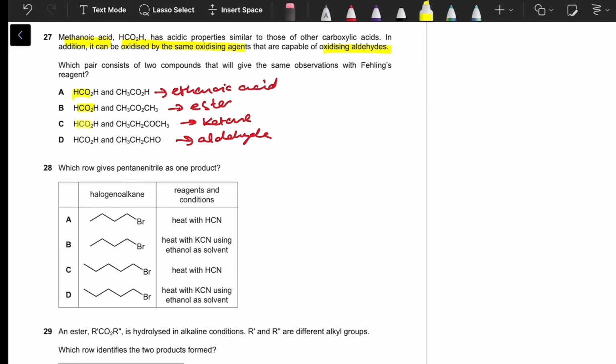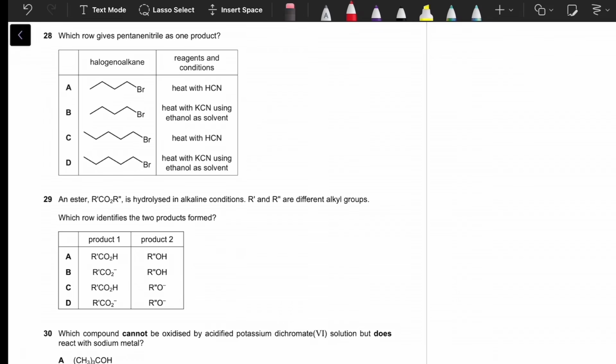So it has methanoic acid in each of our options and then a different companion compound, I guess. So I've just basically written next to each option what the second compound really is. The first one is ethanoic acid, second ester, third ketone, fourth aldehyde. The only types of compounds that react with Fehling's reagent are aldehydes, and we've also been told that methanoic acid would also react with Fehling's reagent. Therefore, the only answer can be D.